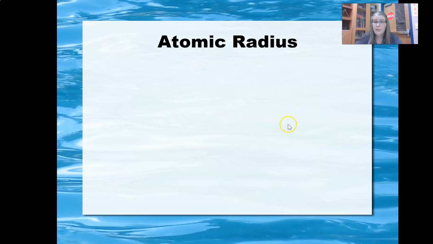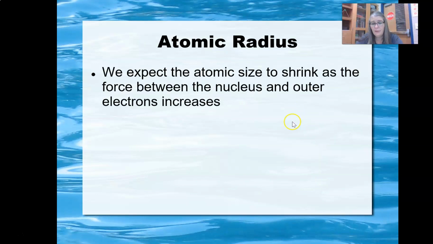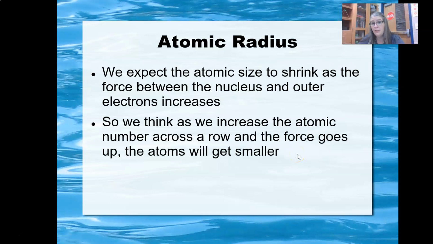So let's take the trend for atomic radius. We have a very similar idea here. We're actually using the same arguments. We expect atomic size to shrink as the force gets bigger and bigger. So if I think as I go across a period, the nuclear charge is getting larger and larger. Each time we go to a different element, we add another proton and another electron to pull on each other. More and more charge means more and more attractive force and more tiny atoms.